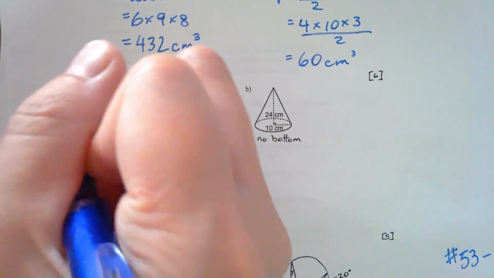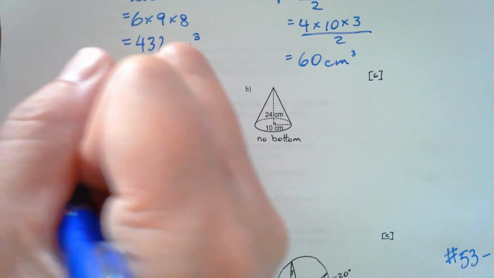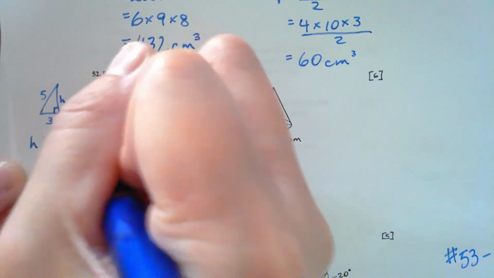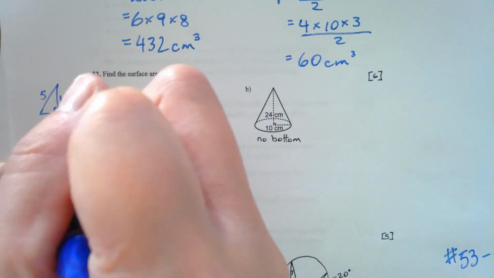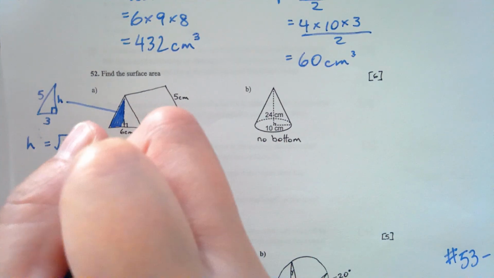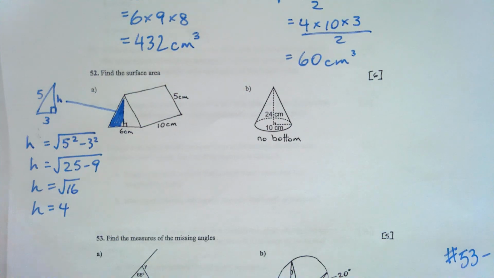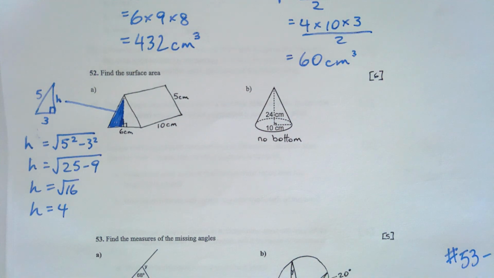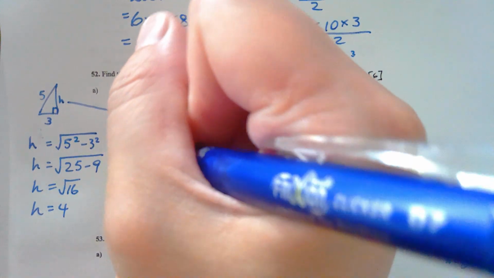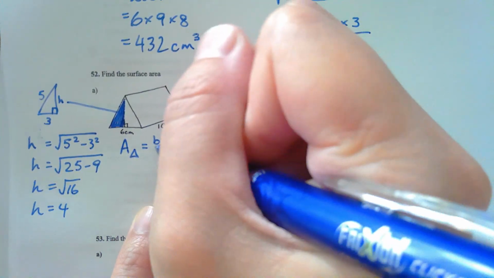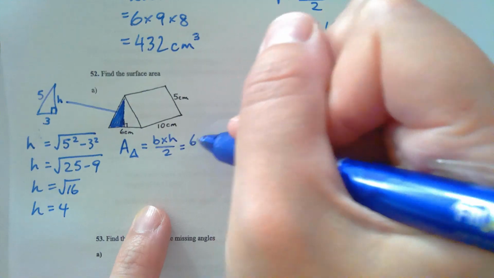Since I'm looking for the height, am I doing the adding or subtracting? Subtracting. Good. H equals square root of 5 squared minus 3 squared. So 25 minus 9, root 16. That means your height there is 4. Now I have all the information. So let's do the area of the triangle. Base times height divided by 2. So now it's 6 again.